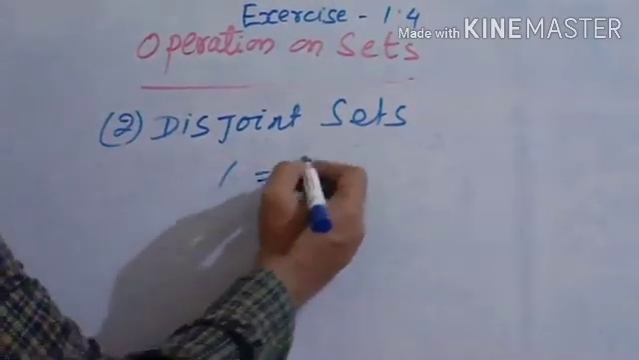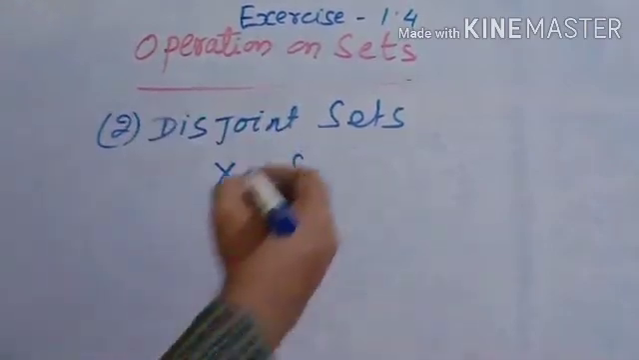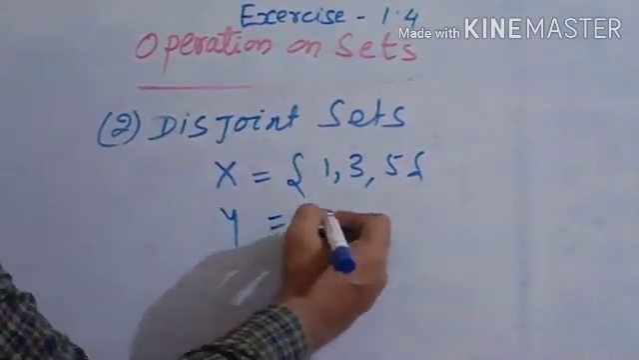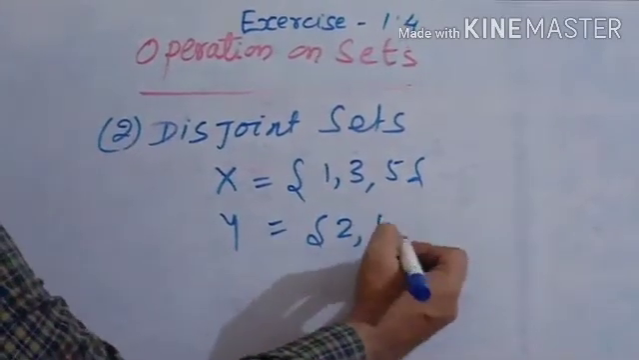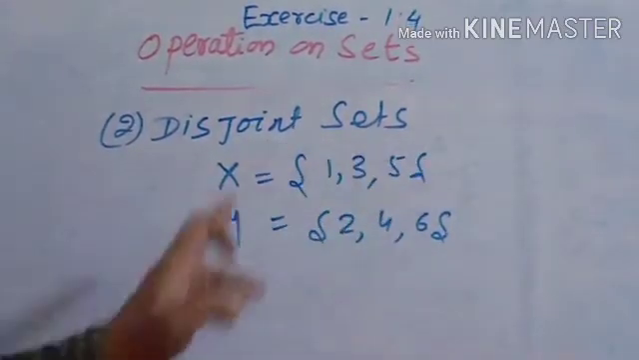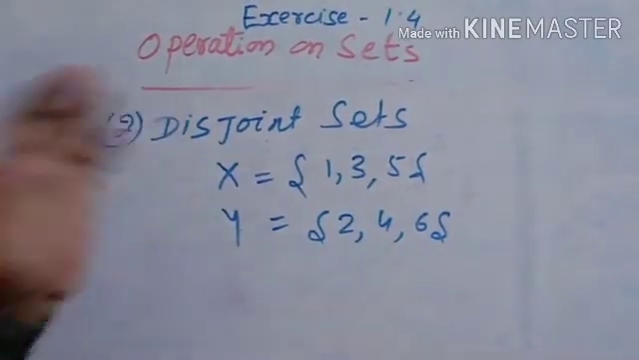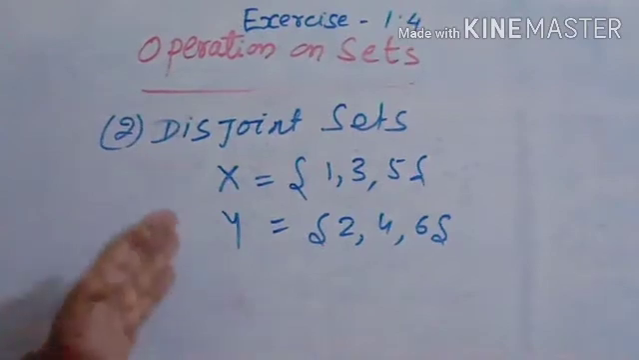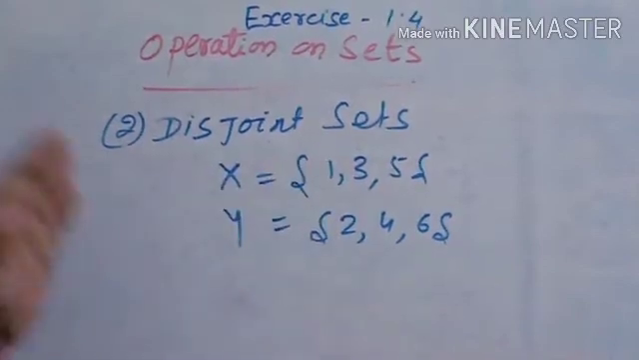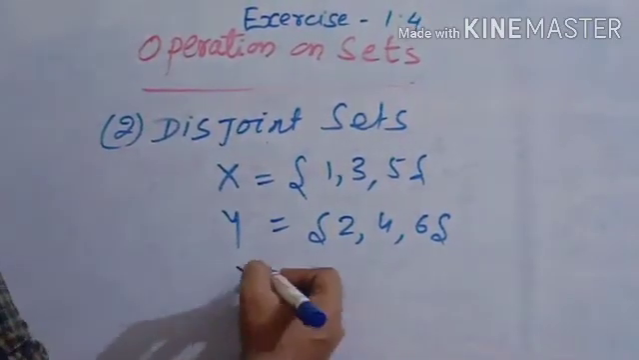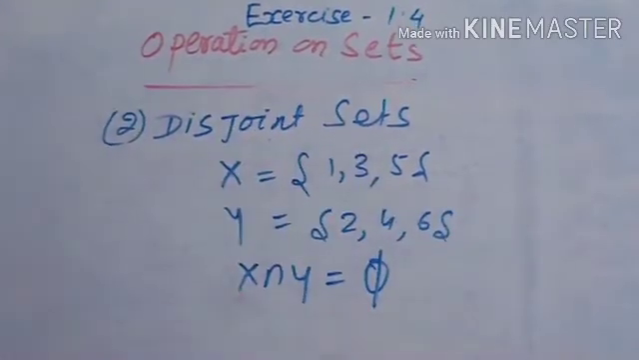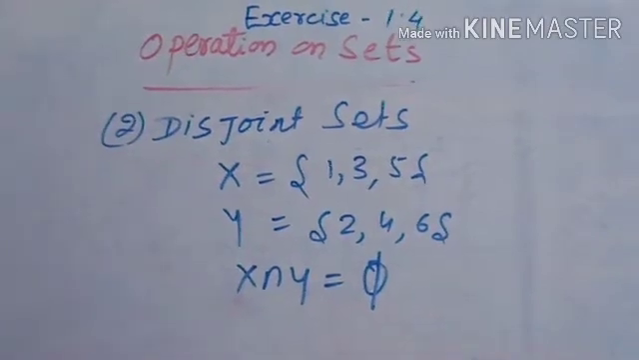Example: X is equal to 1, 3, 5 and Y is equal to 2, 4 and 6. Are there any common elements in X and Y? No, there are no common elements in both the sets. कोई भी elements इसमें common नहीं है. Therefore X intersection Y is equal to the empty set. Therefore these are disjoint sets.